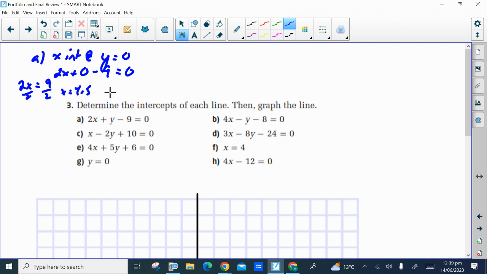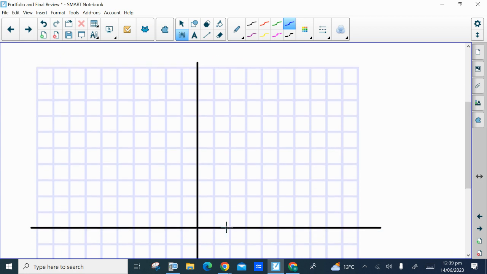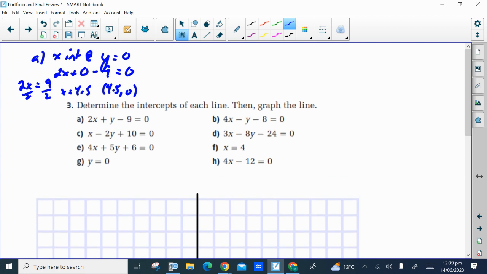So the coordinates of it will be 4.5, comma 0, which on the x-axis, 1, 2, 3, 4.5 is right there. Then the y-intercept will be where the graph crosses the y-axis. That is where x is 0. It's a point on the y-axis, so you don't go left or right to get there. Because of that, x is 0.